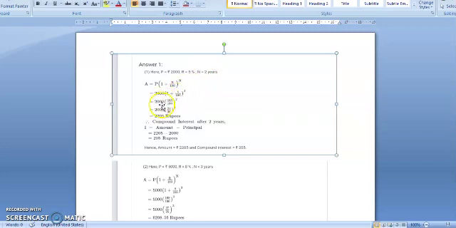So 2000 multiplied by 5 upon 100, that is 100 into 1 is 100, 100 plus 5 is 105, divided by 100, raised to power 2. So 2000 multiplied by, if we reduce this, you will get 21 upon 20 raised to power 2. After solving this, we get 2205 rupees.